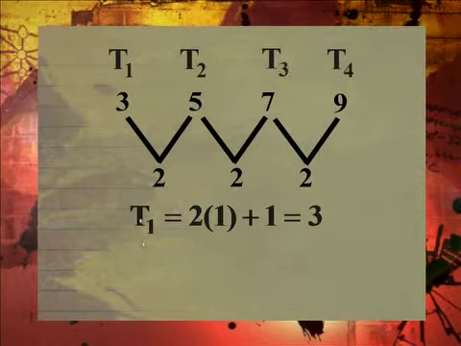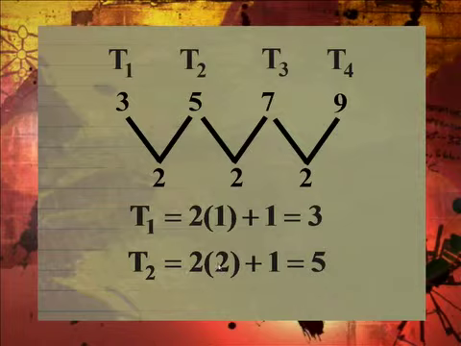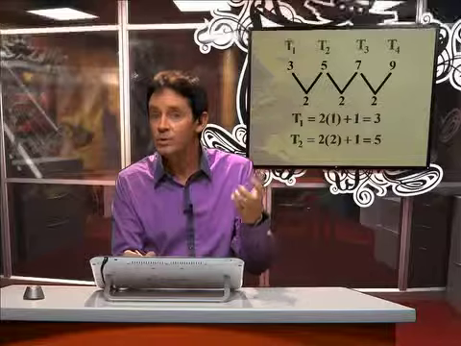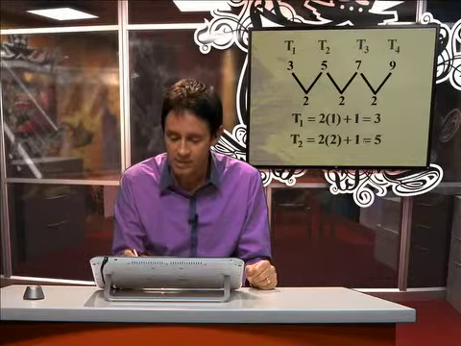Look at this. Remember, Tn is 2n plus 1. Now the n becomes 1. So T1 is 2 times 1 plus 1, which is 3, and that's the first term. T2 is 2 times 2 plus 1, and that gives you 5. Do you see what this rule's doing? It's giving you the terms. Let's carry on and see what happens.